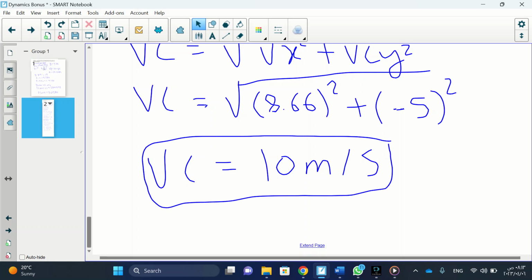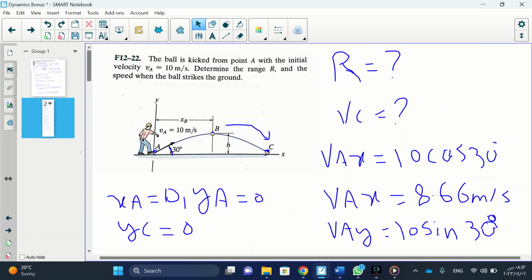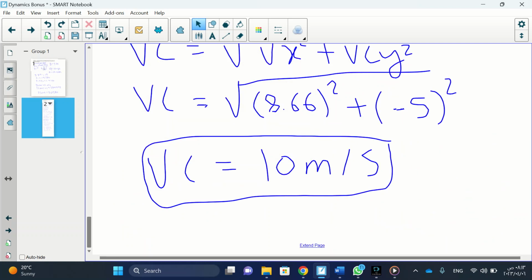So we have answered the question. We got the range R and we got VC. I hope this is clear. Thank you very much.